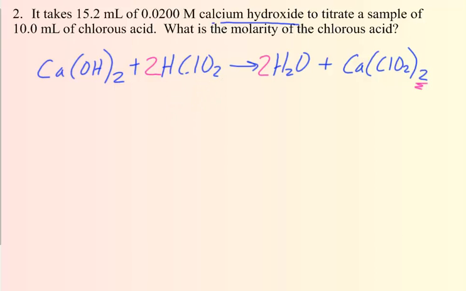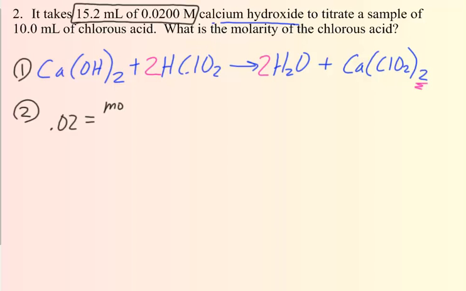Okay, that was step number 1, right? Step number 2 is figure out the volume and the molarity of this known substance. So in this case, we know the volume and the molarity of calcium hydroxide. So we are going to use our molarity equation to find the number of moles. So 0.02 moles, 0.02 is the molarity of calcium hydroxide.